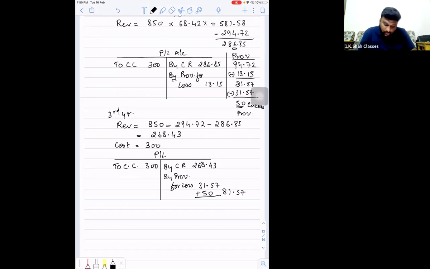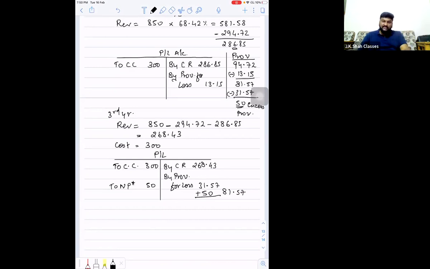Right? Or you can also show it finally over here to net profit 50. So 81.57 provision gets reversed because 31.57 is the actual loss of third year. The actual loss of third year is 31.57. So that is adjusted against the provision. But after adjusting also, you still have 50 rupees left in the provision.